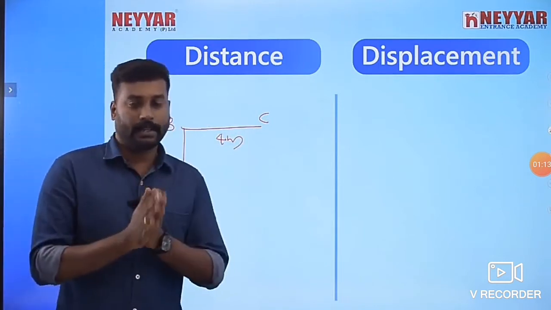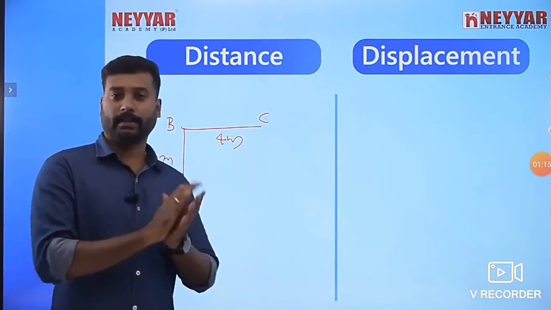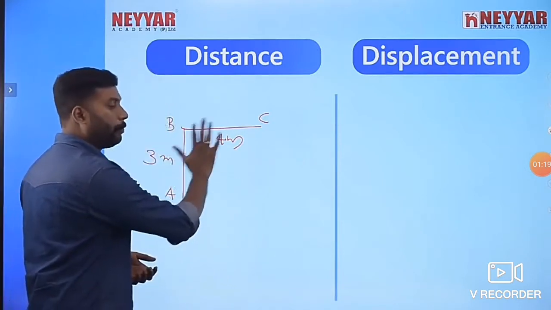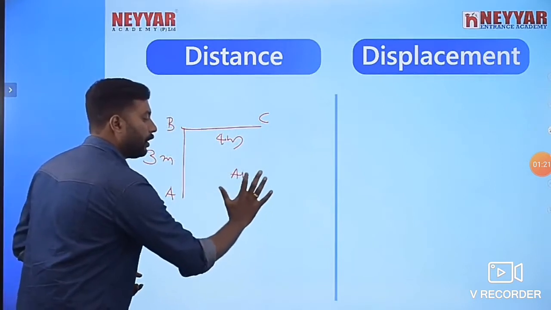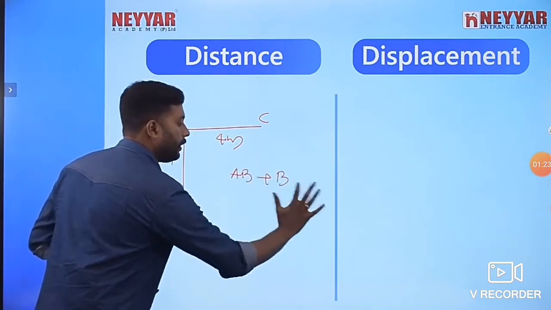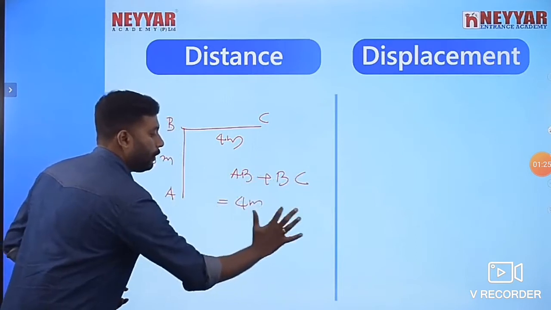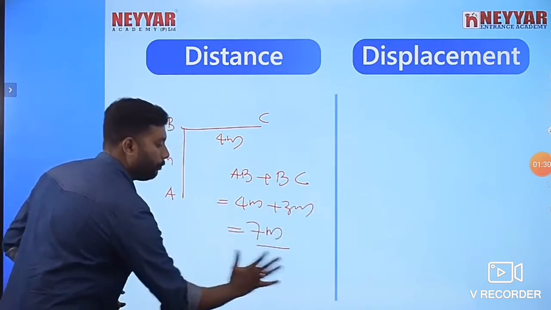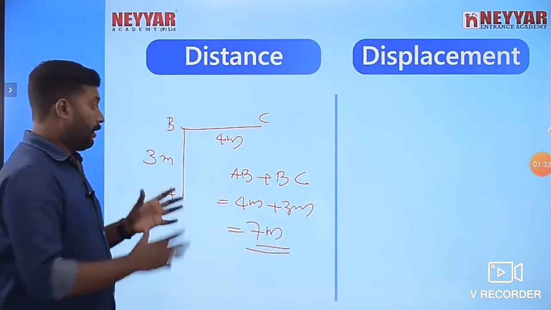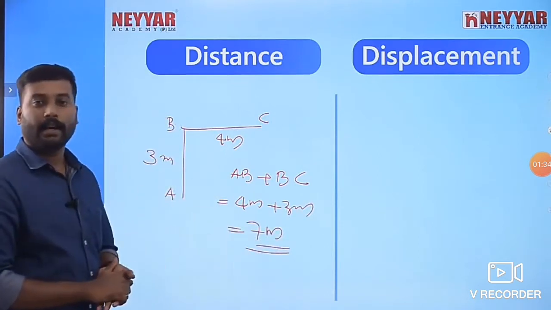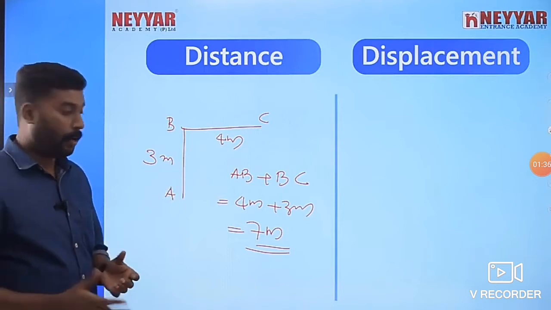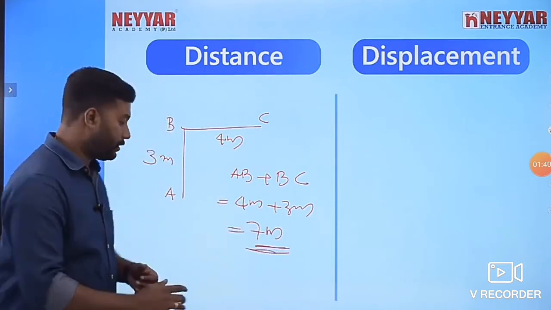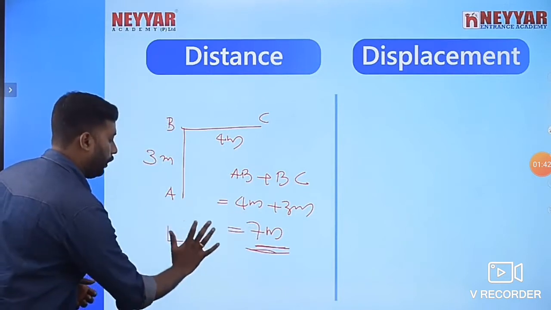Here, the definition of distance says that it is the total path length covered by an object. Here, the object moves from A to B, then from B to C. So, the total path length is AB plus BC, that is equal to 4 meters plus 3 meters. So, our distance traveled is 7 meters. And this quantity is a scalar quantity. It has no direction, only magnitude is significant here. Its SI unit is meter and its dimension is L.